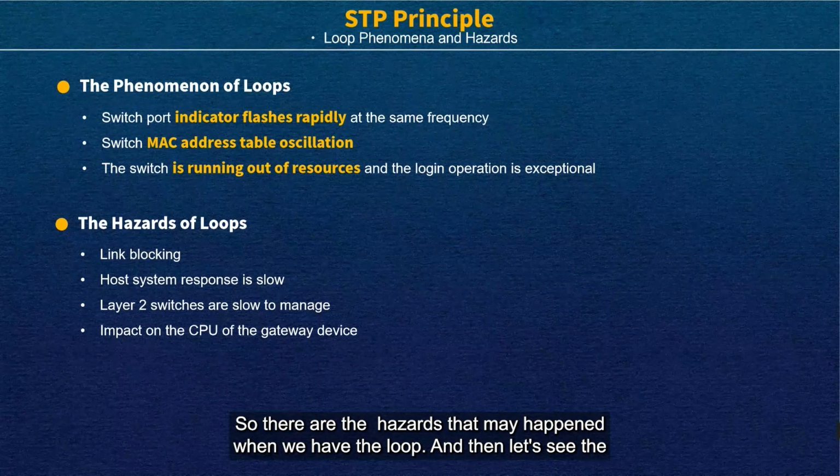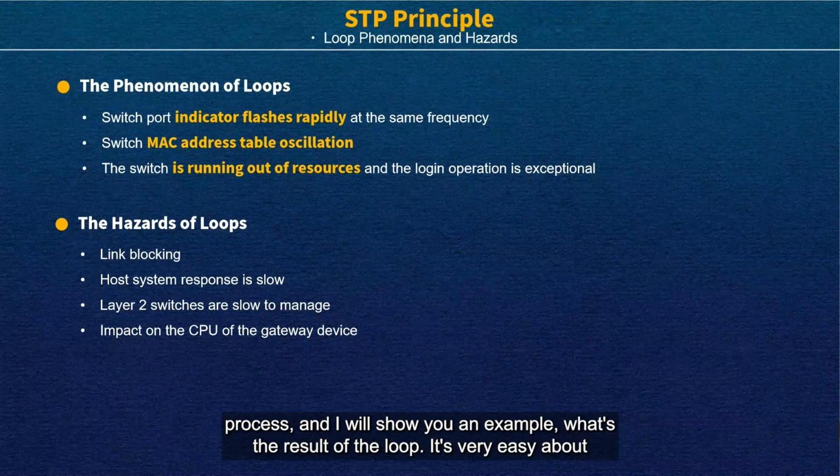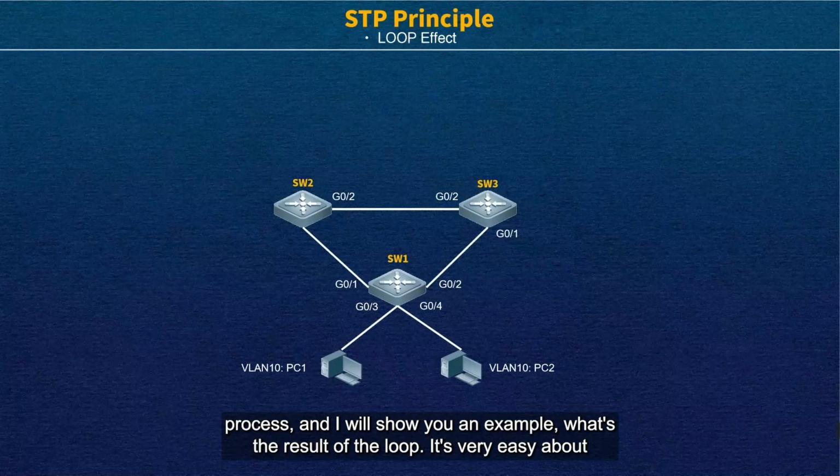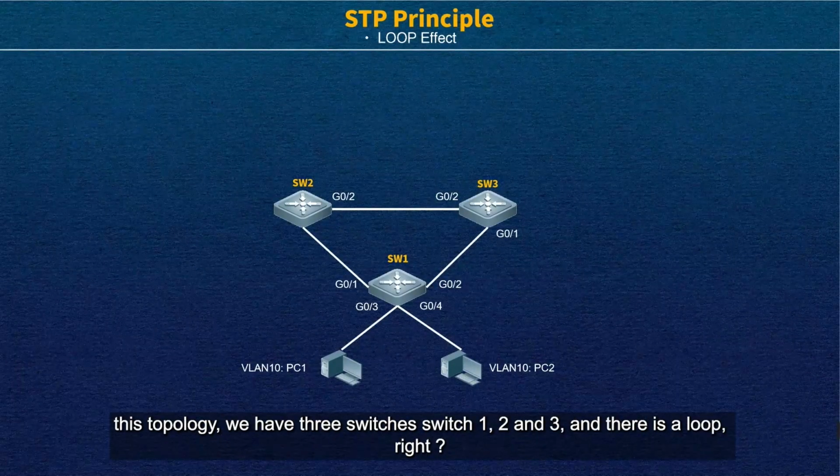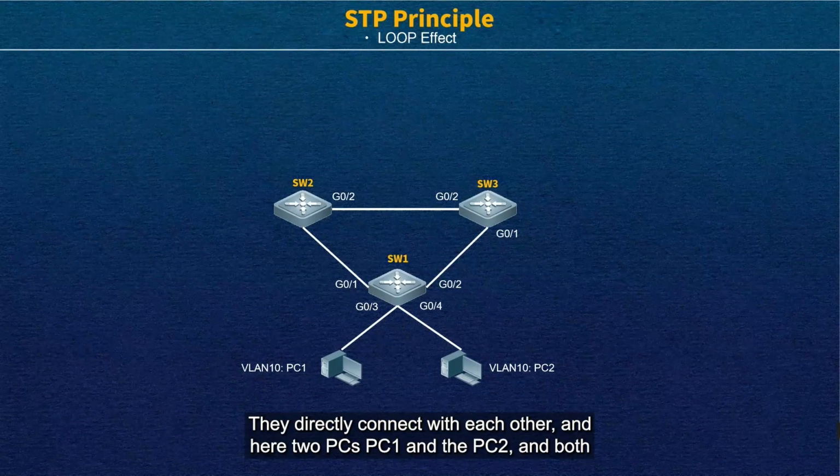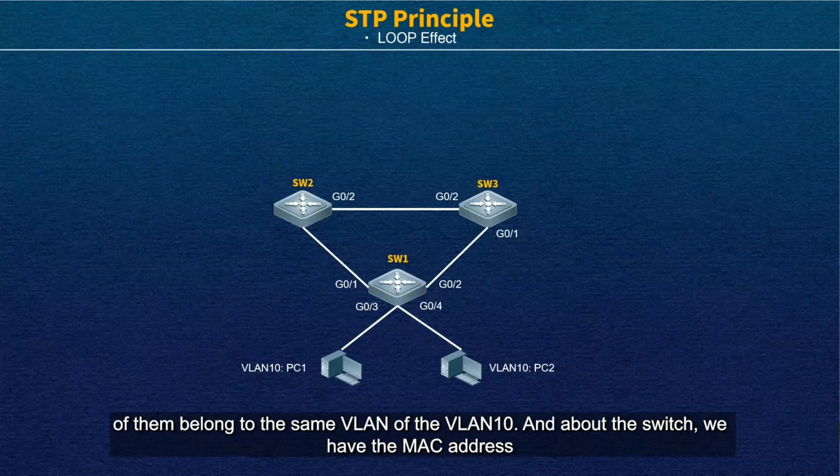And then let's see the process, and I will show you an example of the result of the loop. It's very easy about this topology. We have three switches, switch 1, 2, and 3, and there is a loop, right? We directly connect with each other, and here two PCs, PC1 and PC2, and all of them belong to the same VLAN, VLAN 10.